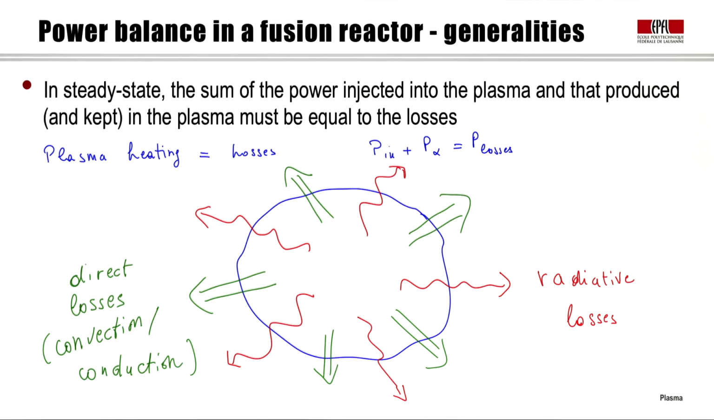So if I want to complete my little picture here with the overall balance, I need to consider that in the core of the plasma we have the alpha heating, P alpha, and that coming from outside we also have the input power, heating that we produce from outside and inject into the plasma. So this is now the power balance with the two kinds of losses, radiative and direct, and the two sources of heating for the plasma, again, in power from outside and the alpha particle power from the fusion reactions themselves.